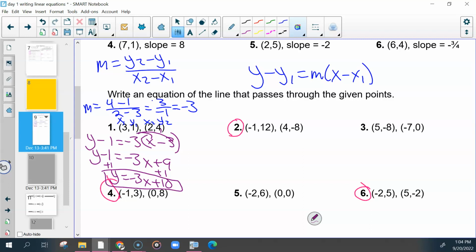Okay. So then we're going to go back and do the other ordered pair. In a normal problem, you do not need to do both. I'm just showing you both. In a normal problem, after you find the slope, you pick one of these points and then do it. And that's it.